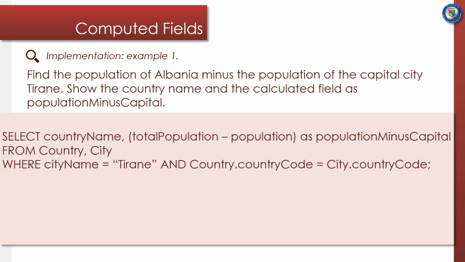We have our select query here. Select country name, total population minus population as population minus capital from country and city. We're taking this information from two tables, so we will therefore require a join, as we learned about in our previous lesson. Where city name equals Tirana and country.country code equals city.country code.